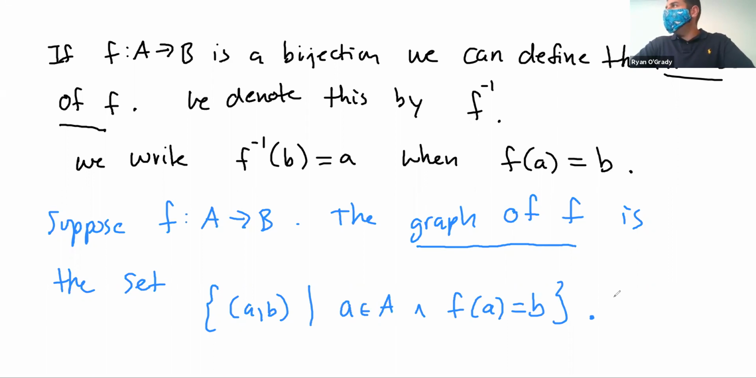Now, if A and B are familiar sets like real numbers or integers, you can visualize the graph in the standard way, like you've been doing since you were in 7th or 8th grade. You make an XY axis, or you make some sort of visual. Does anybody have any questions about this?